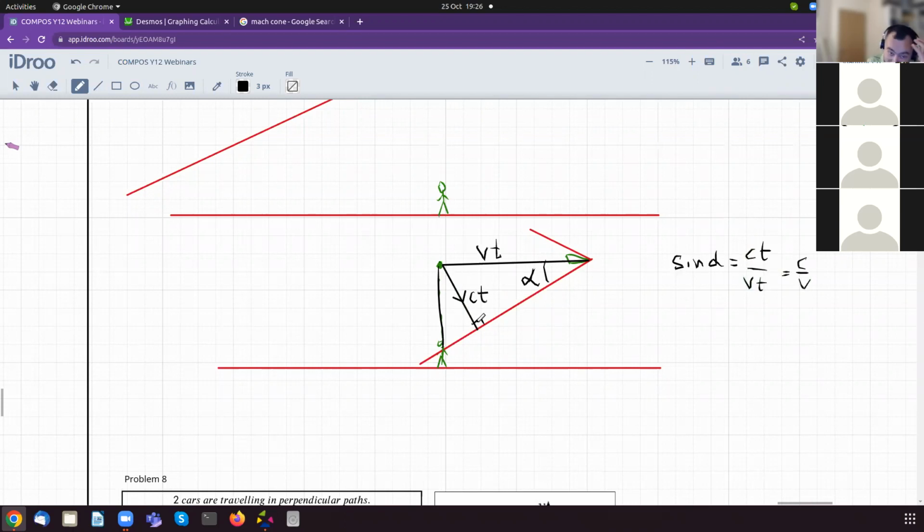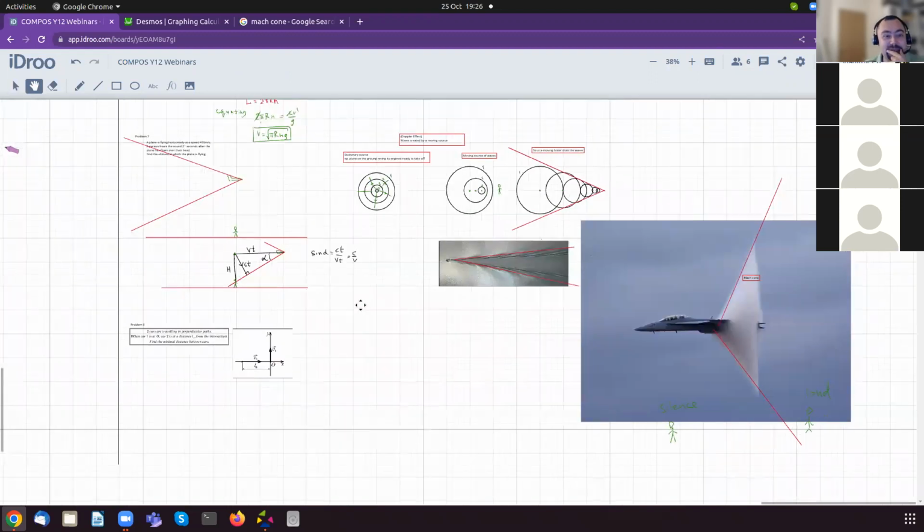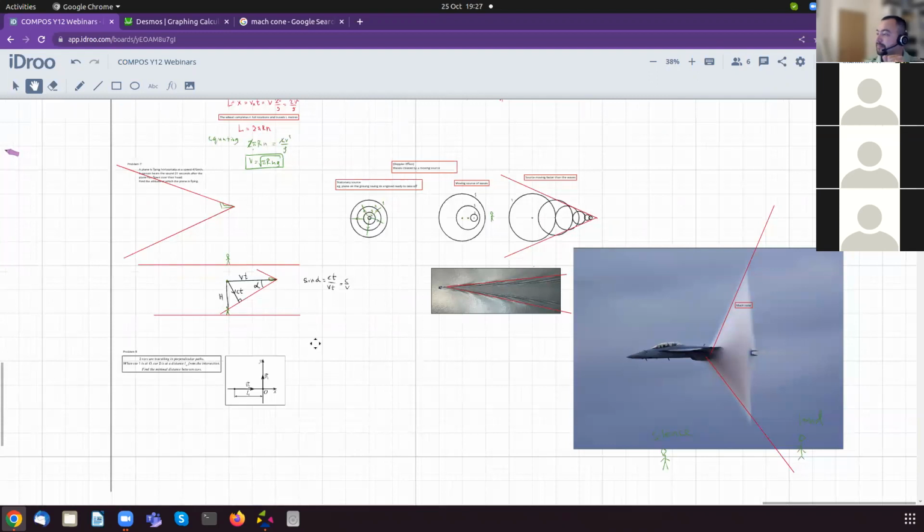And then from here, you will need to work out the height, H. Height is this, is H. So I'll leave you to it. This is a completely geometrical problem. Okay. So I hope that makes sense. There are plenty of examples of how to do this. So there are videos, Mach cone, calculating. Good luck with that.